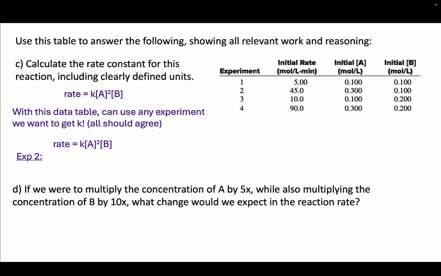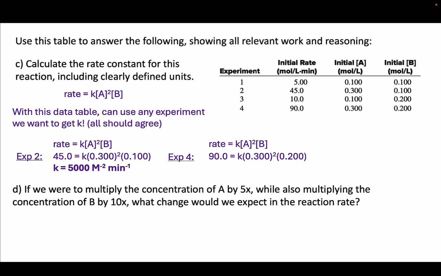With experiment 2, let's do this first. Our rate is in column 2, and that's 45 moles per liter per minute. Then we get the values of the concentration for A and B, and we solve, and we get that K is equal to 5,000 per molarity squared per minute. We'll look at those units in a second. I did want to show that with experiment 4 we can do the exact same thing. We plug in all the data from experiment 4, and yet again we get 5,000 per molarity squared per minute.